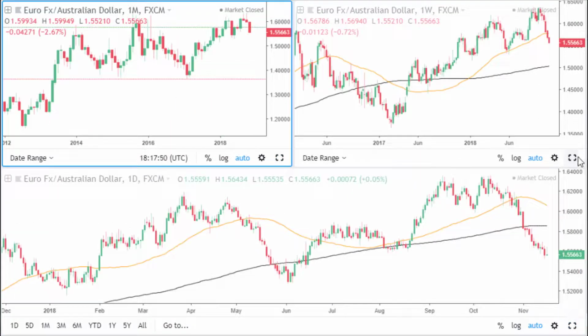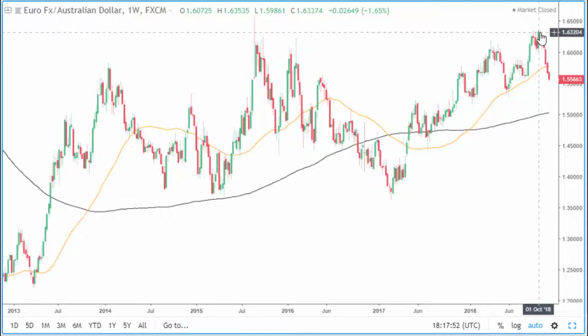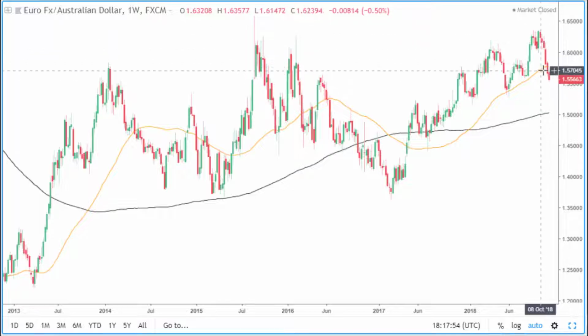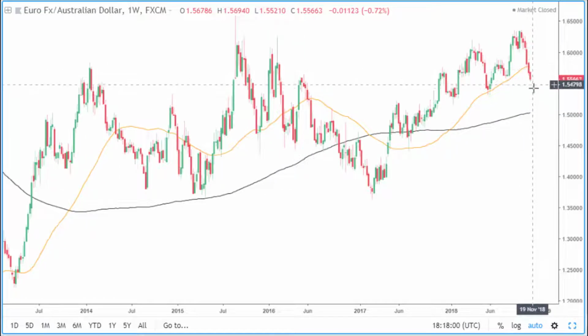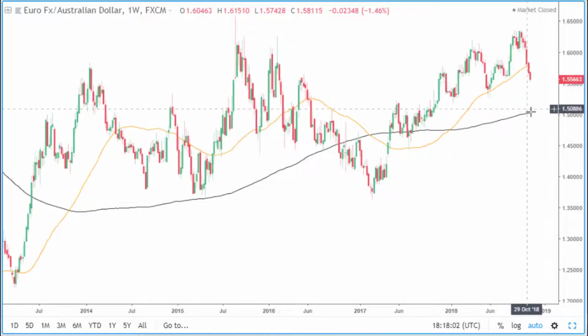Going to the weekly time frame, price, as you can see, is looking bearish and below the 50 simple moving average, but still above the 200 simple moving average. So if price does continue to move lower, we may find some area of support around this point here.